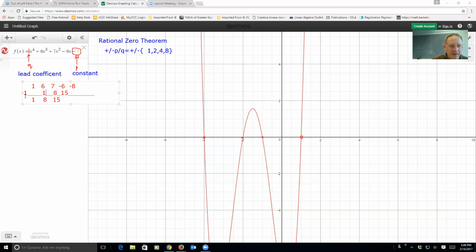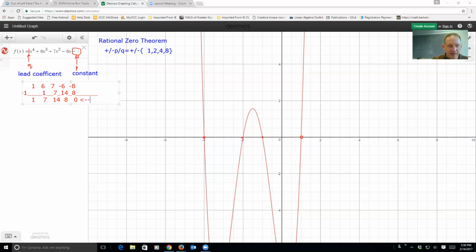So 6 plus 1 is 7. And 7 times 1 is 7. Now this is 14. 14 times 1 is 14. And now I add and I get 8. And 8 times 1 is 8. And when I add those, that 8 and negative 8, I get a 0. So that 0 at the end is a remainder.